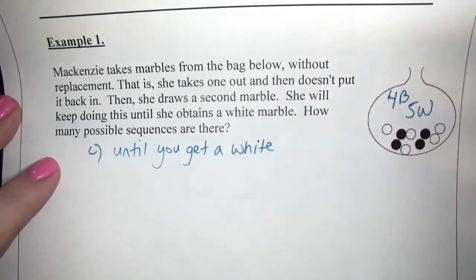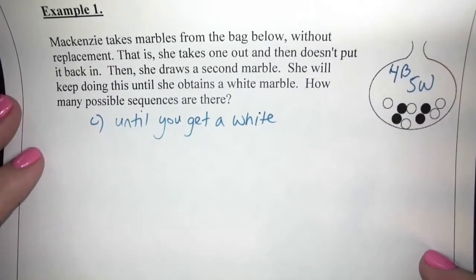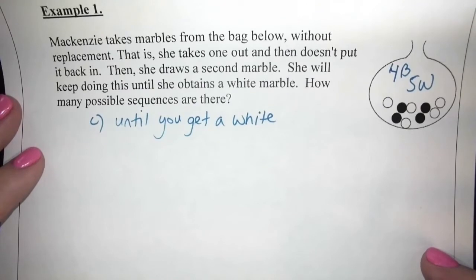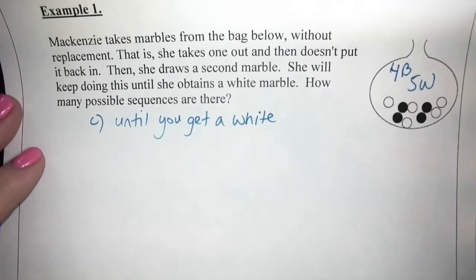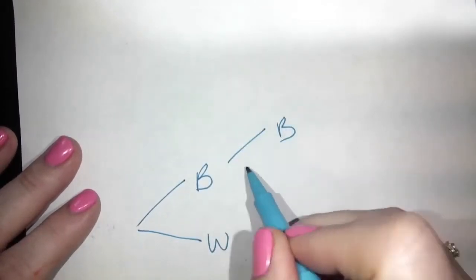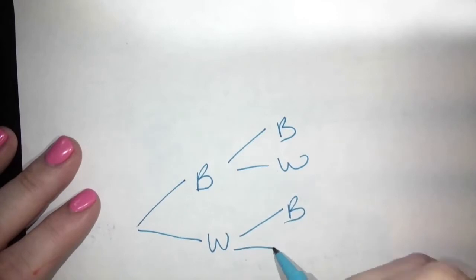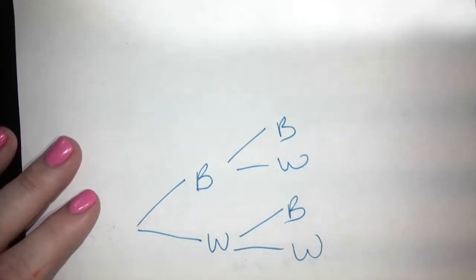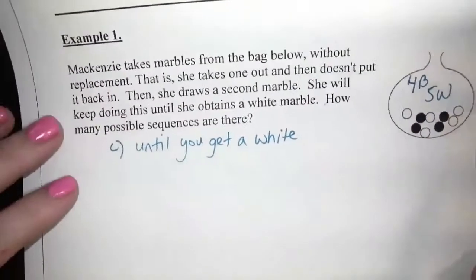So this is what I call a funny shaped tree because it's not just branching out that we can get black or white. If we were just taking a marble out, getting black or white, taking a marble out, getting black or white, then our tree would look like that. And that's a common tree throughout the course as well, where you're taking two marbles out. But this one says, keep going until you get a white. And so it's going to look a lot different.